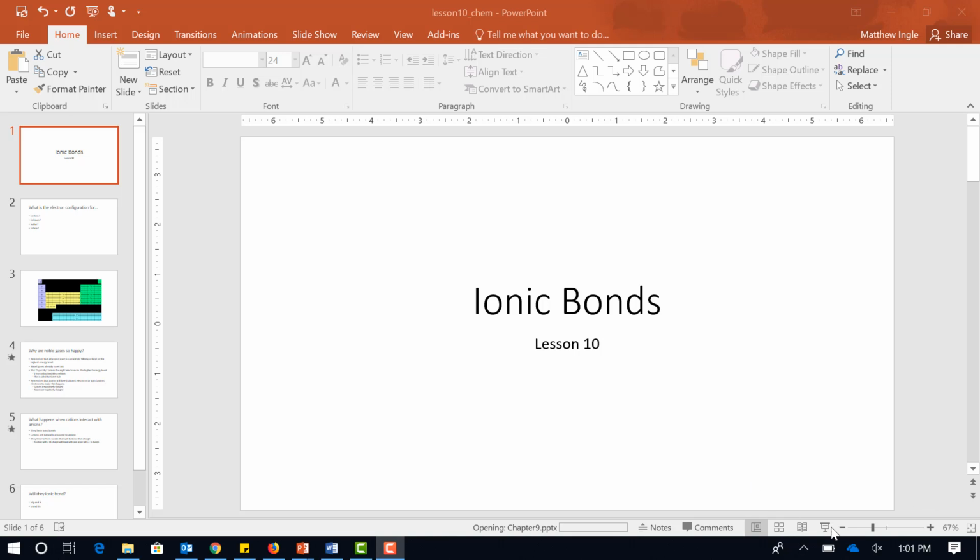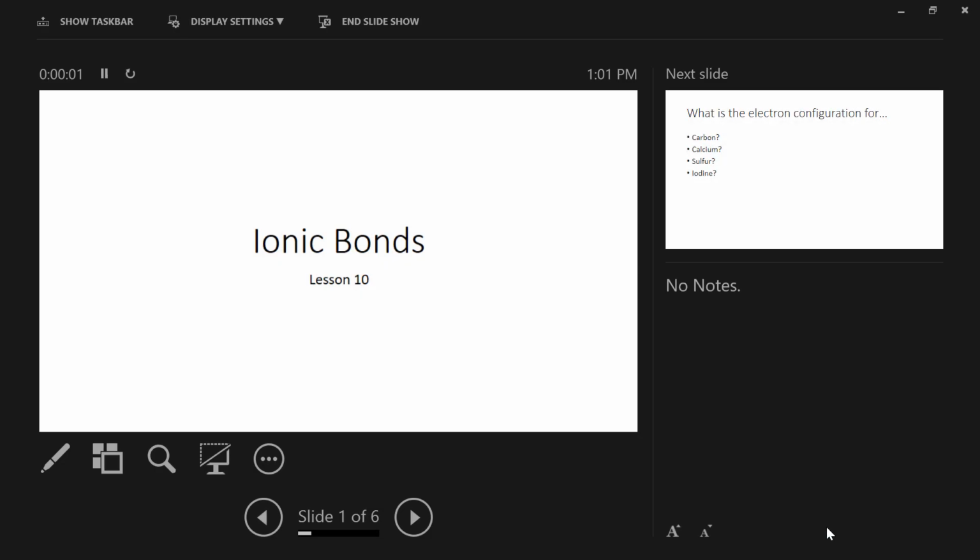Okay, so lesson 10 is all about ionic bonds. And just before we went on break, the last material we spent time on was all about electron configurations and where an atom is located on the periodic table and what that means as far as what energy levels its electrons are in and how it's going to behave. And so, as we begin our discussion on ionic bonds, we're going to take a moment to review electron configurations.